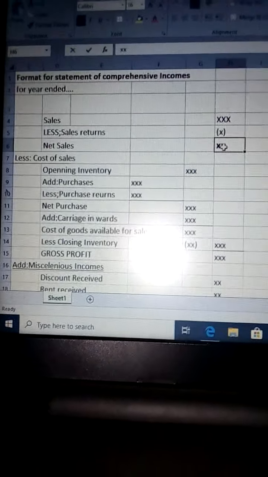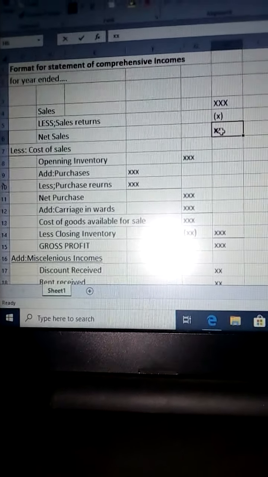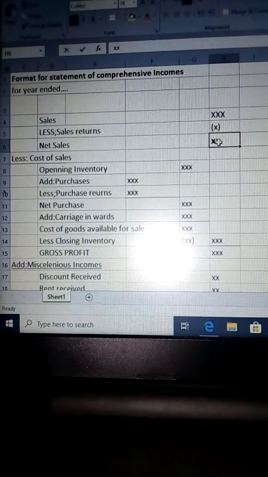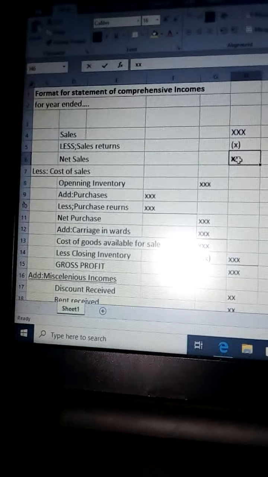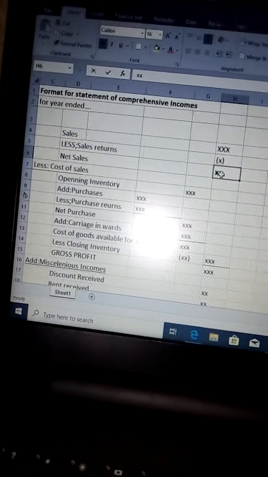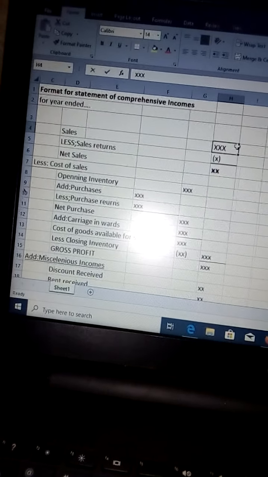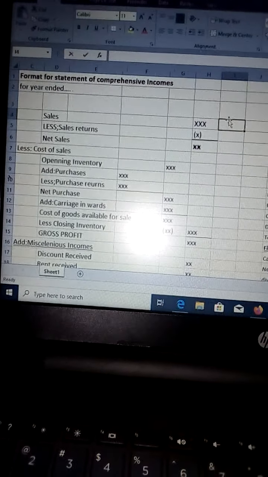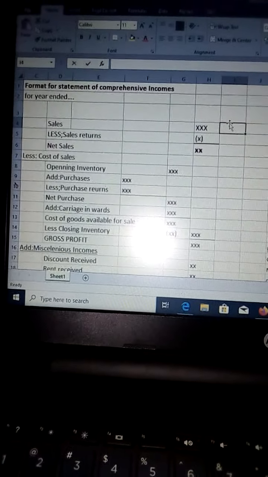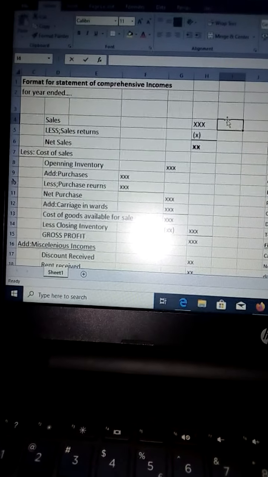Today I will use some speed in order not to make these videos heavy. A statement of comprehensive incomes, or the income statement, is one of the final books of accounts that is used to show or to portray the organization's performance. It is prepared after the preparation of the trial balance.